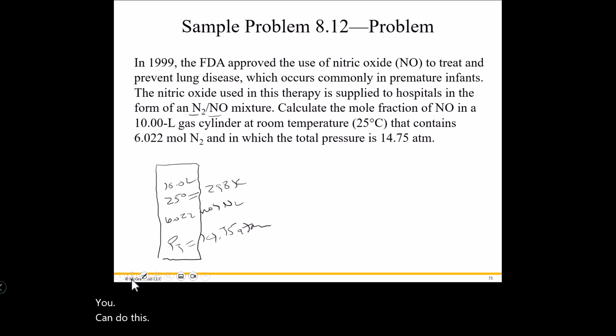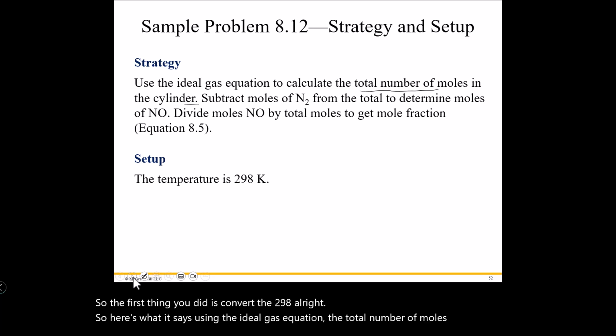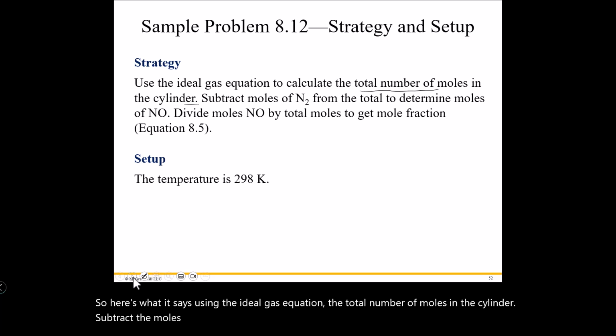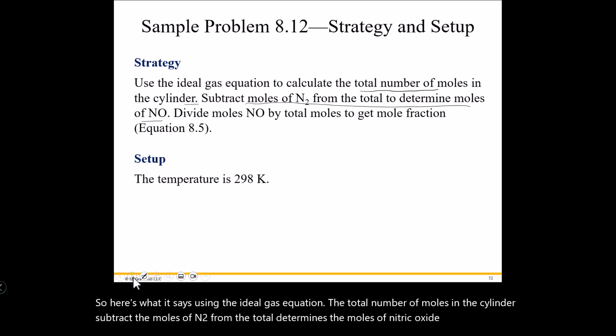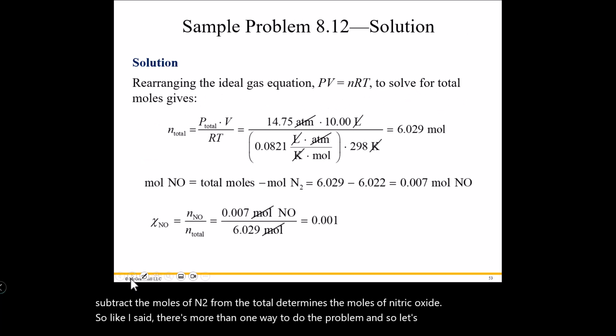All right, welcome back. So the first thing you did is convert the 298. All right. So here's what it says. Using the ideal gas equation, the total number of moles in the cylinder, subtract the moles of N2 from the total, determines the moles of nitric oxide. So like I said, there's more than one way to do the problem. And so let's talk about the way they did it.